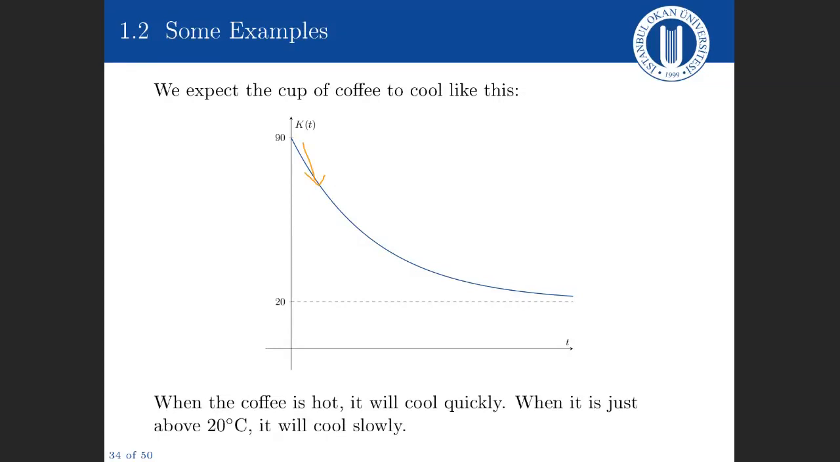However, as it cools down and gets closer to 20, it's going to still be cooling, but the rate of cooling will decrease. So we're expecting a curve like this. When the coffee is hot, it's going to cool quickly. When the temperature of the coffee is just above 20, it's going to cool more slowly.